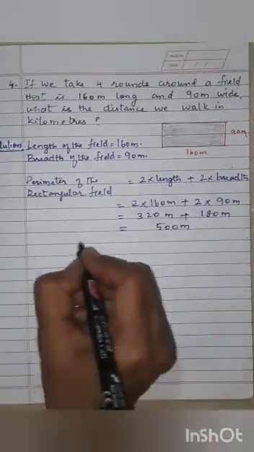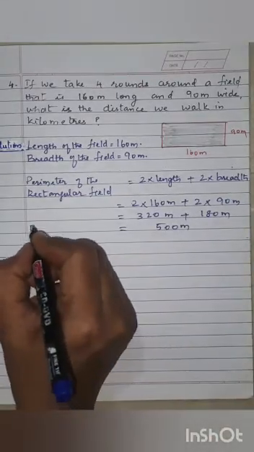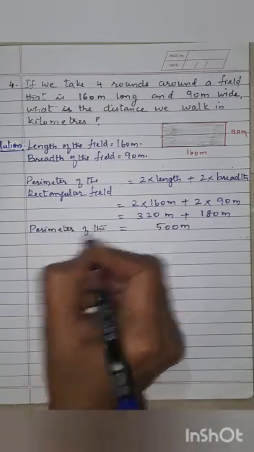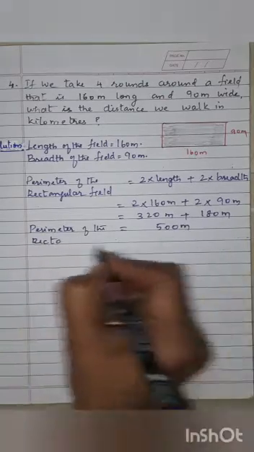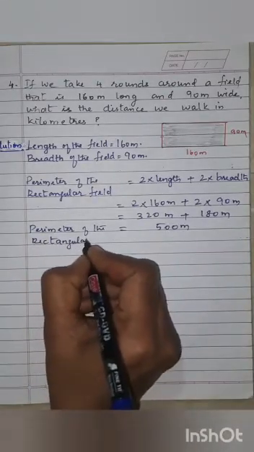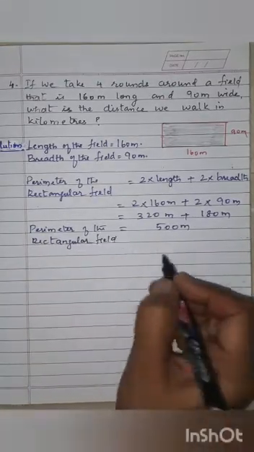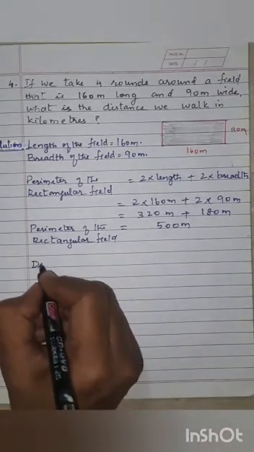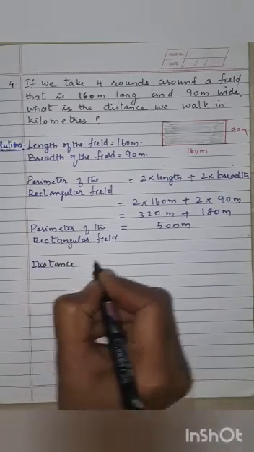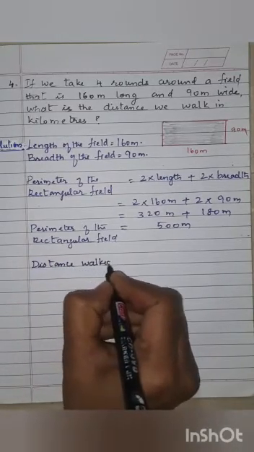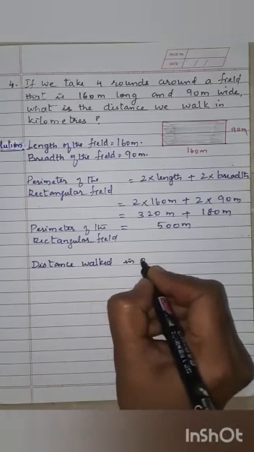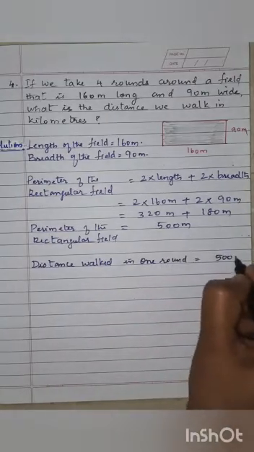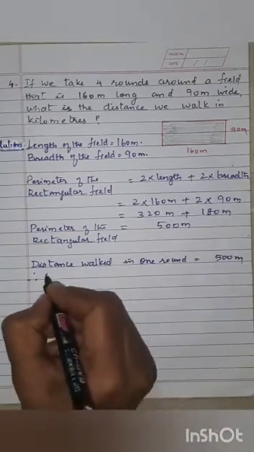So children, this is the perimeter of the rectangular field. Okay, so that means it is the distance covered in one round. So we will write here the distance walked in one round. How much, children? It is 500 meters.